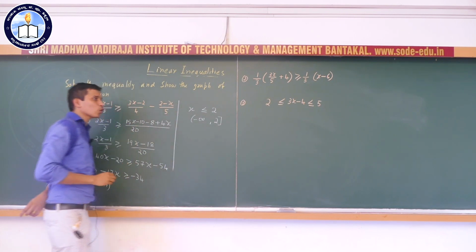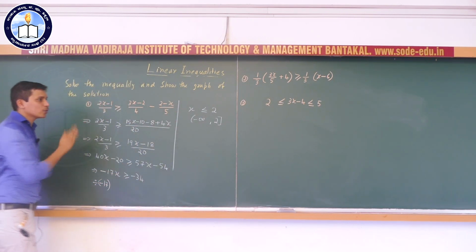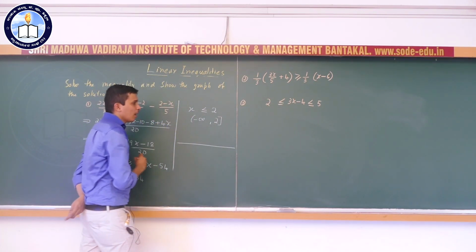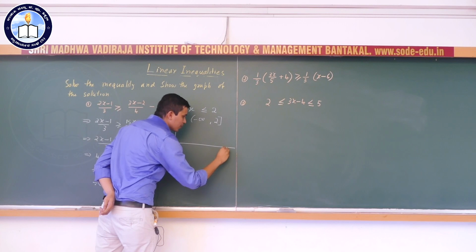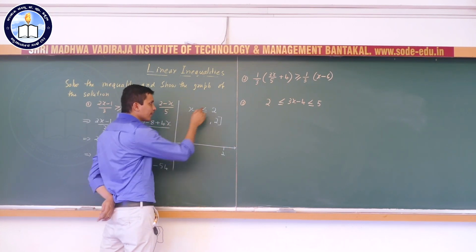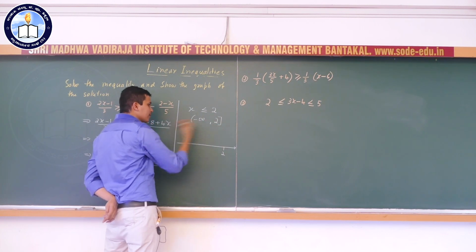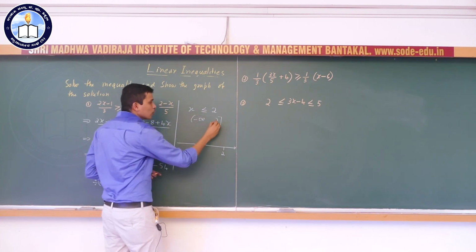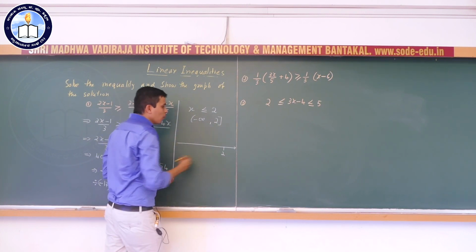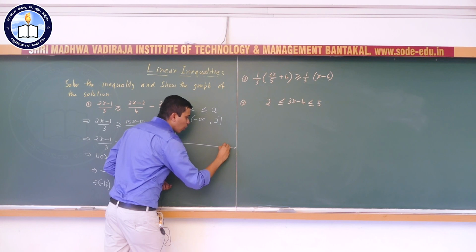How can I represent this solution set in the graphical method? It is one variable, right? So it comes as a number line, okay, one number line here, and this is equal to 2. Which side do I need to move? I told if x is less than or equal to 2, it is the left side, right? And 2 is included, closed interval.